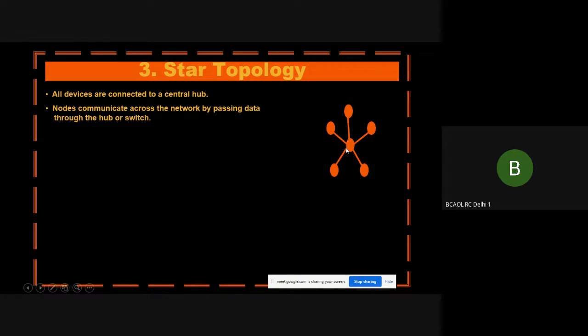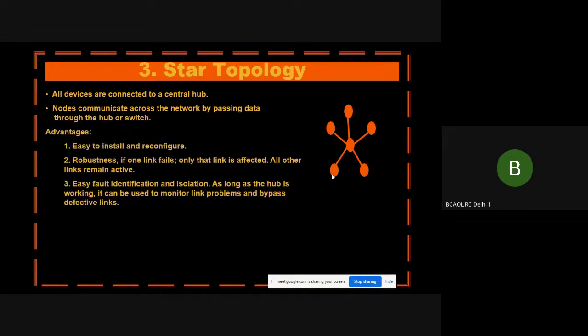So whatever devices are connected to the hub or a switch, first the computer wants to send the data, so it comes to the hub or the switch, and the switch sees which computer it is intended for, and that computer receives that data. So it has to pass through the hub or the switch. Right. So the advantage is that it is easy to install and reconfigure, right?